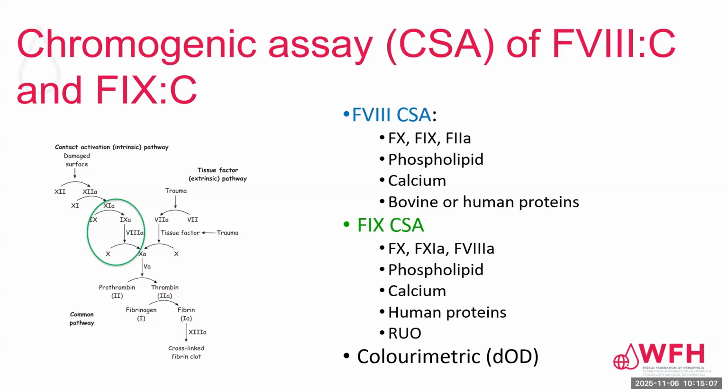And the color changes are compared to a reference plasma to quantify the assay result in the same way as we saw previously. Now, chromogenic assays tend to be less affected by interfering substances because they have a higher initial dilution compared to the one-stage assay, so are usually performed at a single point.